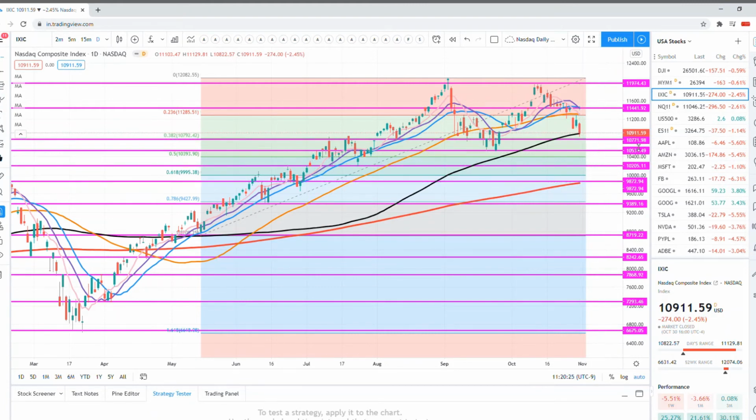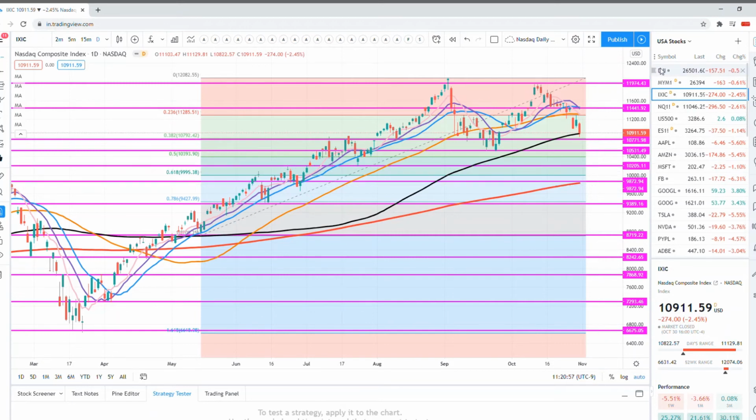If this breaks and this level of 10,771 breaks, then we might see the downfall, and it can go down to 10,531, 10,205, and it might take support at the 200-day moving average. So it might go down to 9,872. So we should be careful in Nasdaq. These are the important levels which we have to really understand and keep in mind. Now you guys know how we got these levels.